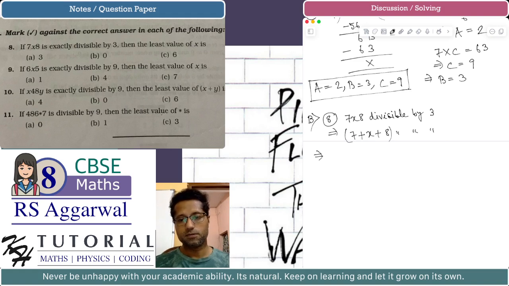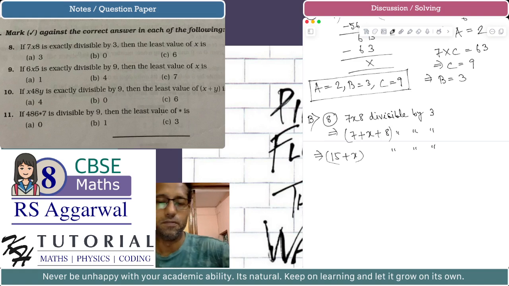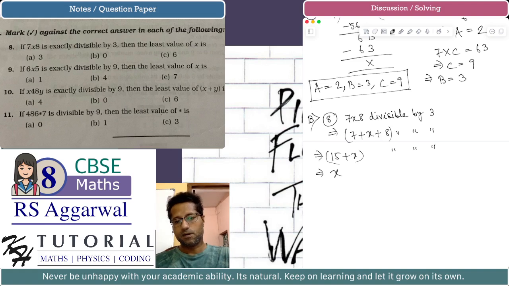So this implies 15 plus x should be divisible by 3. Now the least value of 15 plus x which will be divisible by 3 is 15, and in that case we can say that least x is equal to 0. Hence the answer is choice B, because if x is 0 then 15 plus 0 is 15, which is divisible by 3.